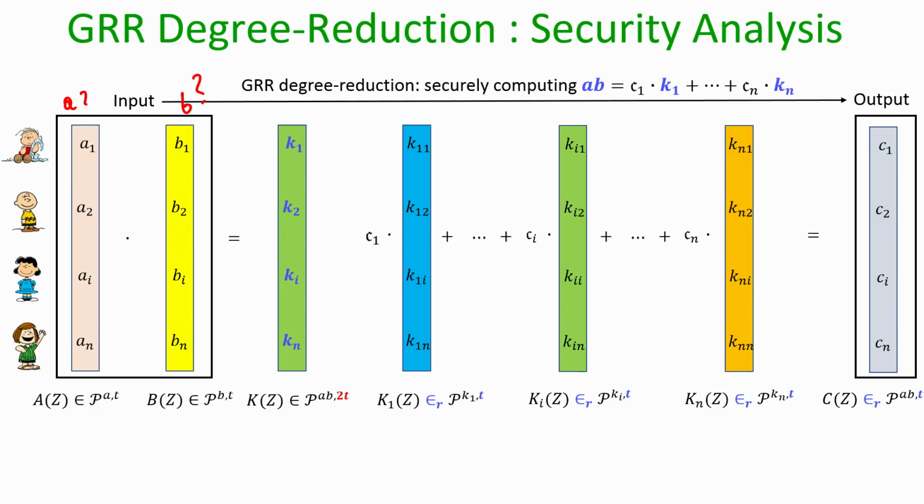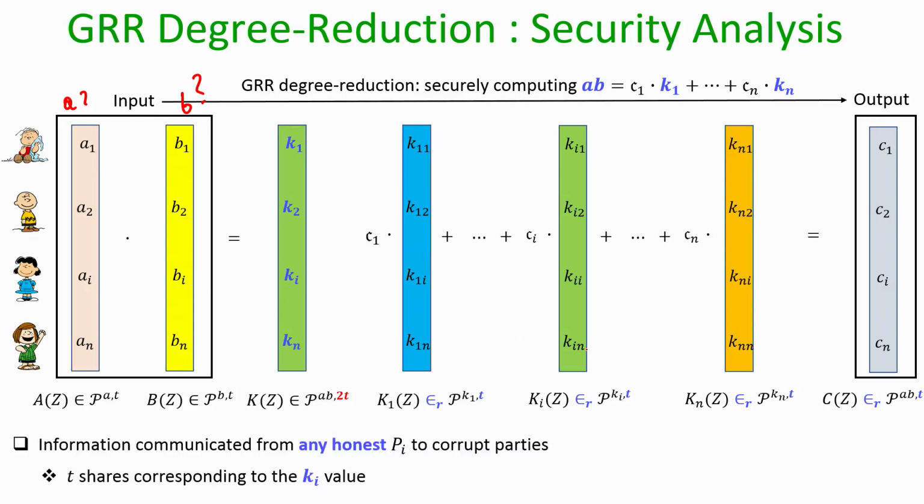But you can see in the GRR degree reduction method, there are several instances of secret sharing involved. During the secret sharing instances, the parties or the adversary will be receiving shares of the K1 value, the shares of the K2 value, the shares of the Kn value. The question is, will learning those shares reveal anything additional about A or B, right. So, as I said, if I consider the party Pi to be honest, imagine Pi is the honest party.